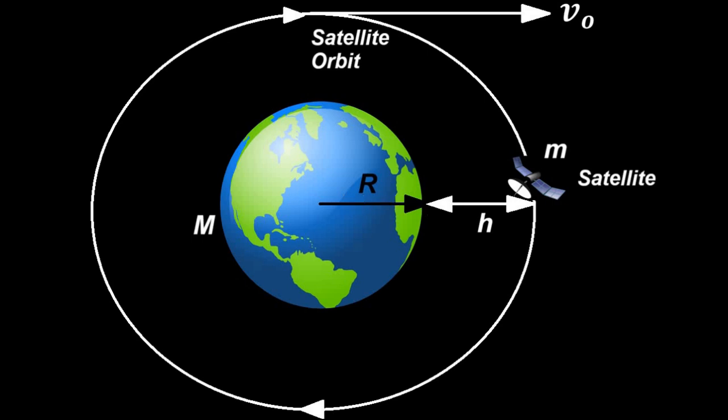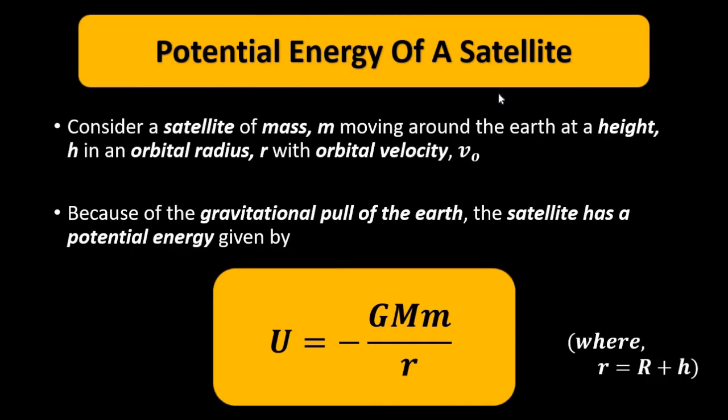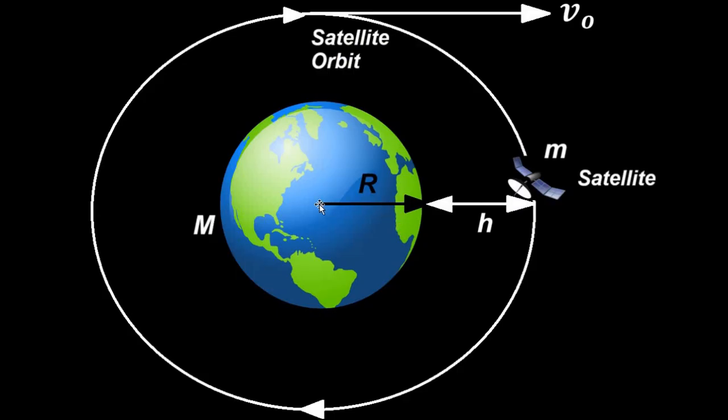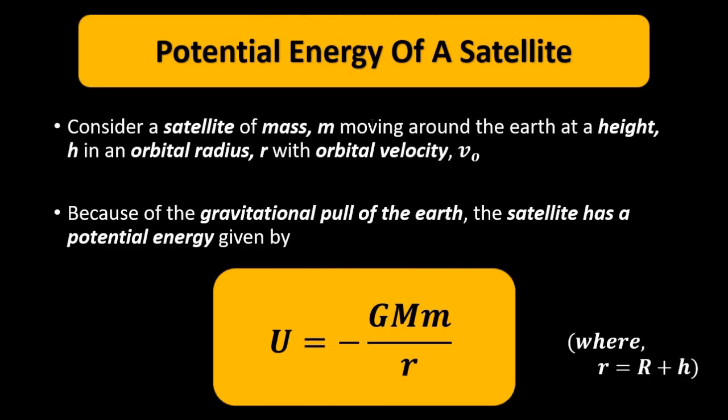In this case, the gravitational potential energy of a satellite within Earth's gravitational field will be U equal to minus capital G capital M small m by small r, where small r is equal to capital R plus small h, the total separation distance between Earth's center and the satellite. So this is the gravitational potential energy, or simply the potential energy of a satellite.